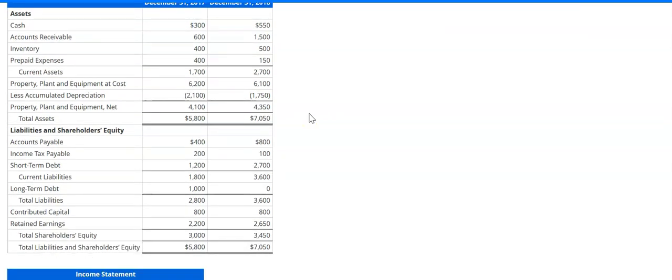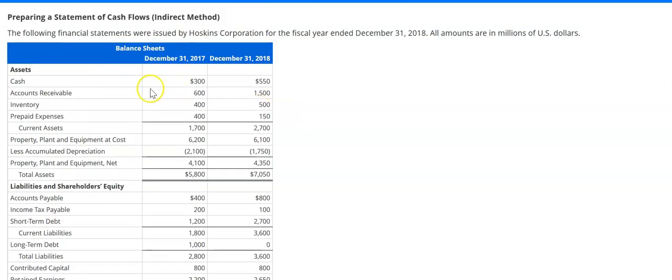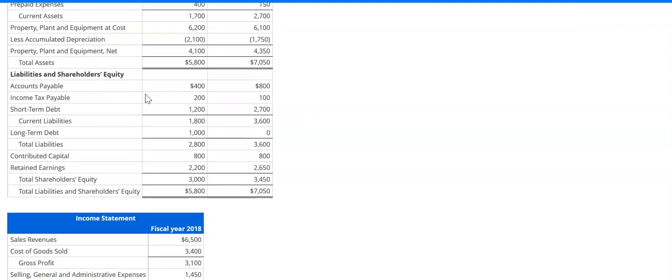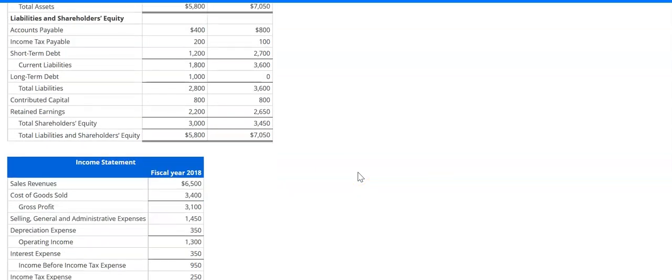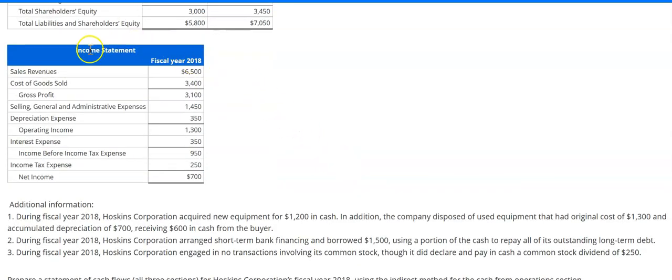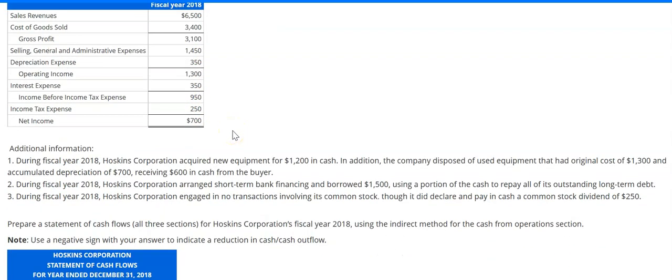Okay, so we have our balance sheet here. Those, again, assets from current to non-current, liabilities, and then we have our stockholders' equity section down at the bottom. Then we have an income statement. Notice the income statement is only for the year 2018. And then in addition to all of that, we have some additional information here. It says, we've got 1, 2, and 3 items, okay?